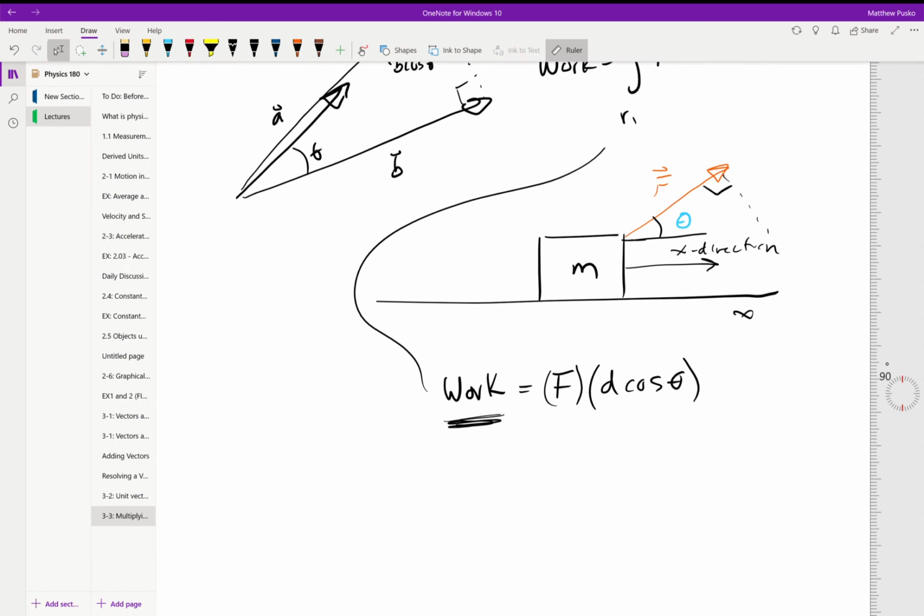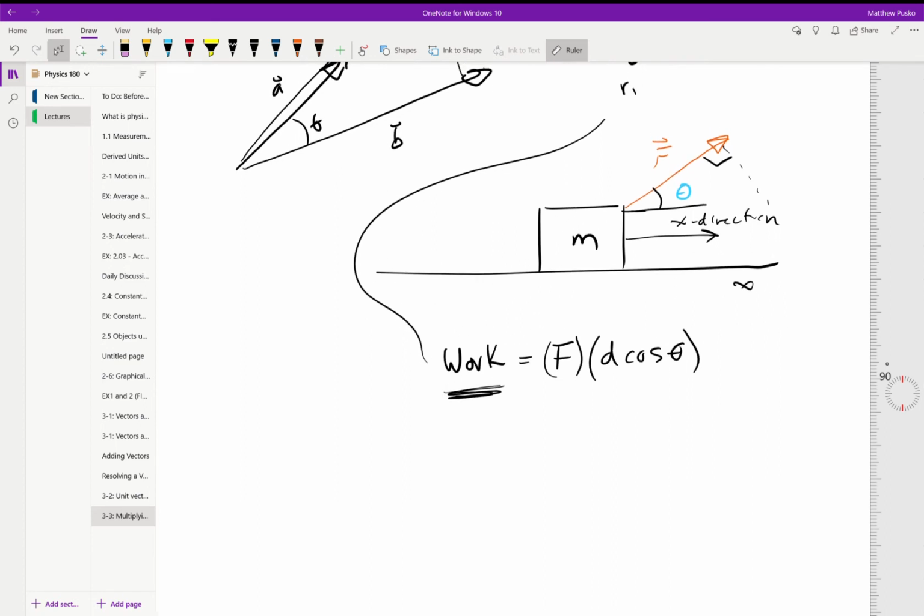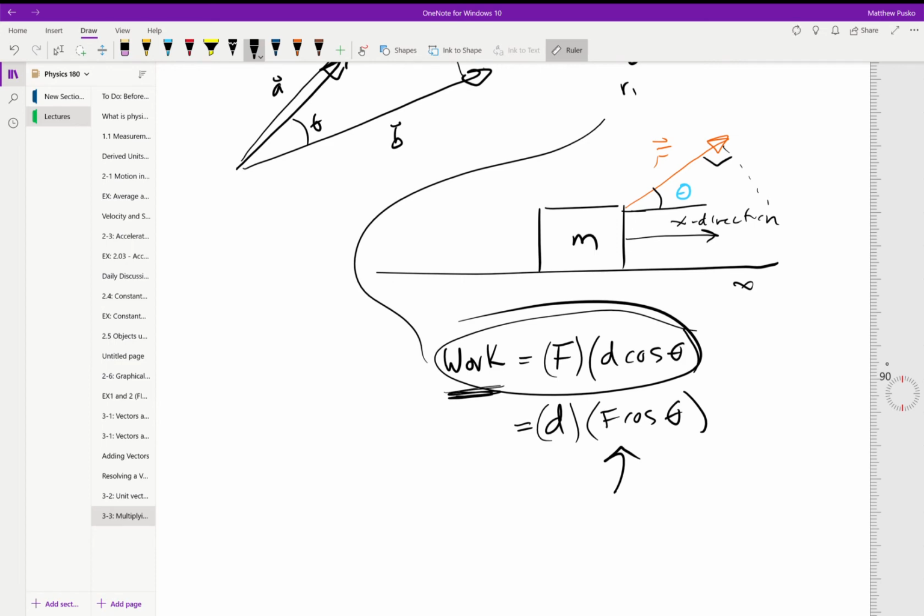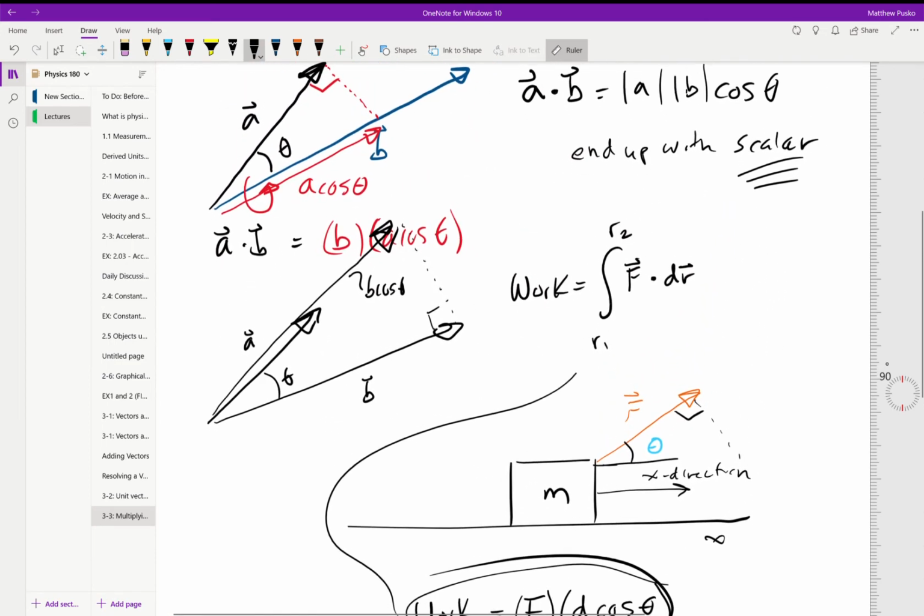Now we can also say what is the component of the x direction displacement on the force. So we can literally say d times f cosine theta also. This one doesn't make much sense to me. That one does. Depends on what quantities or what vector quantities you're working with though.